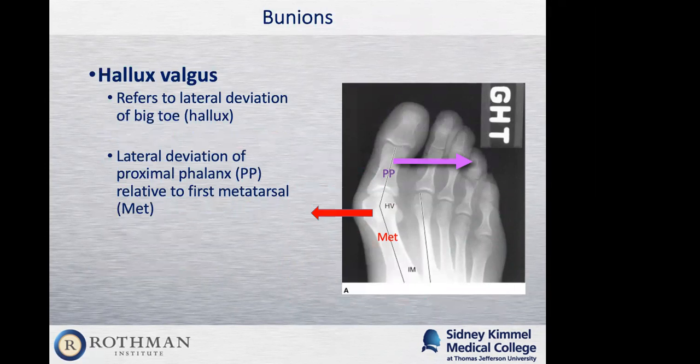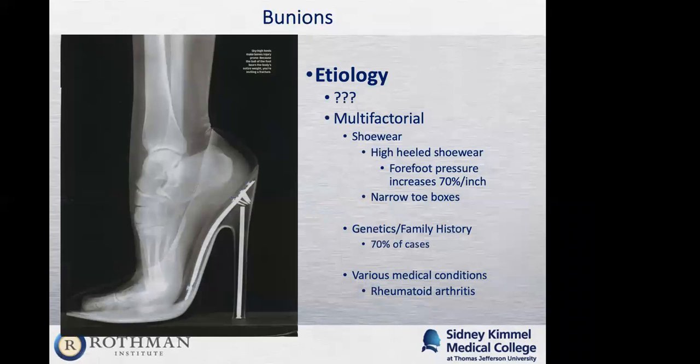What happens is, we have the first metatarsal, which is this bone here. This is an x-ray of someone who has a bunion. The first metatarsal starts to angle medially, in the direction of this red arrow. Then, as a compensatory mechanism, the proximal phalanx, the bone labeled PP, starts to deviate laterally in the direction of the purple arrow. Right where the red arrow is, patients develop that medial eminence, or medial prominence, that is oftentimes so painful.